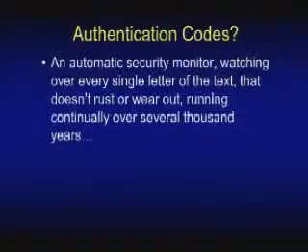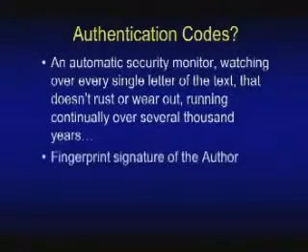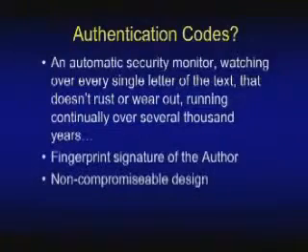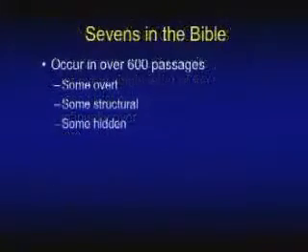This is the genealogy of King David in the books of Moses, long before Joshua, long before Judges, long before Samuel. And they're all in 49-letter intervals, and they're all in chronological order. The probability of this being an accident of circumstance is absurd. There are authentication codes. There's a security monitor watching every single letter of the text that doesn't rust or wear out, running continually over the last several thousand years. The fingerprint of the author. And it's a non-compromisable design, interestingly enough.